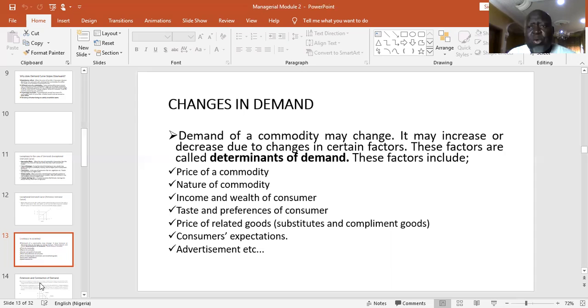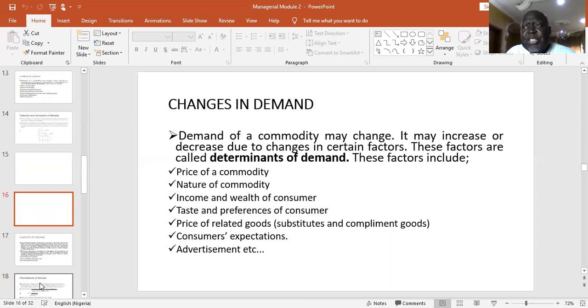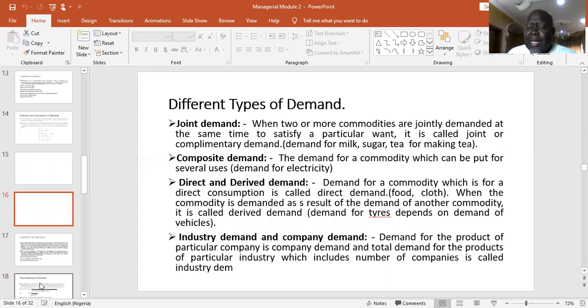So please get this very clear. The distinction is between a shift in the demand curve, which is called change in demand, or a movement along the same curve, which is caused by price. Then there are different types of demand.